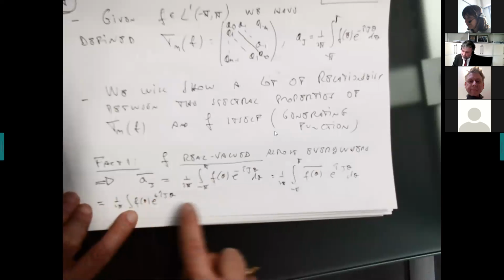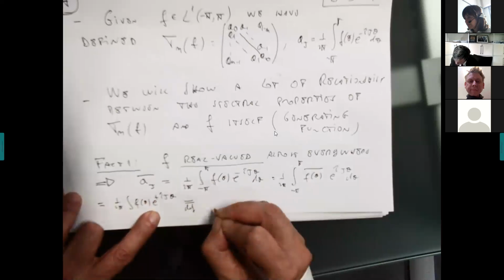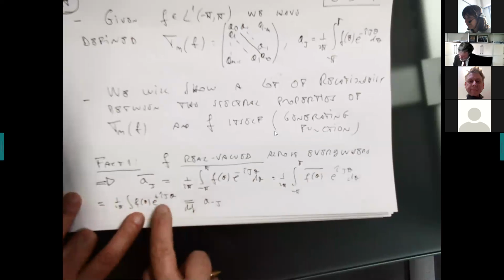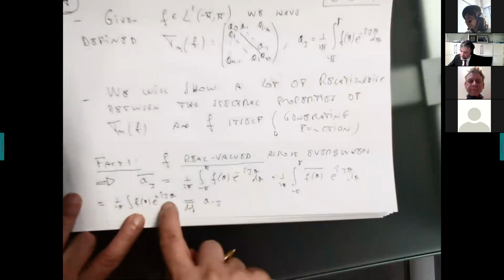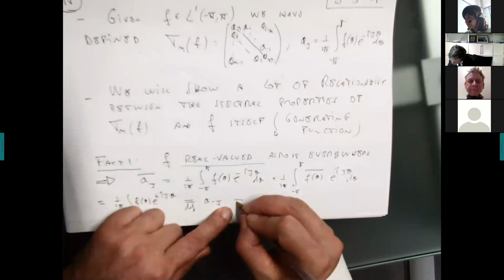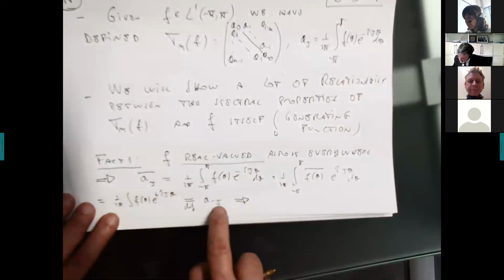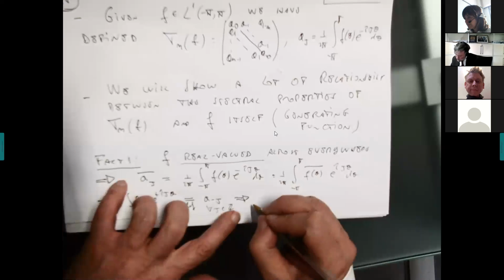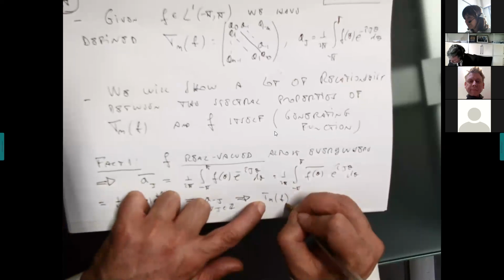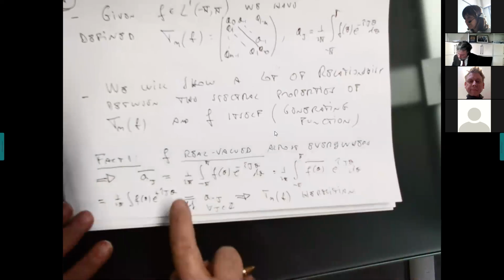Because f is real valued, it remains what it is. And this, by definition, is a minus j, because if you put instead of j minus j, you obtain exactly this. So f real valued implies that aj conjugate is equal to a minus j for every j, which implies that Tn of f is Hermitian.